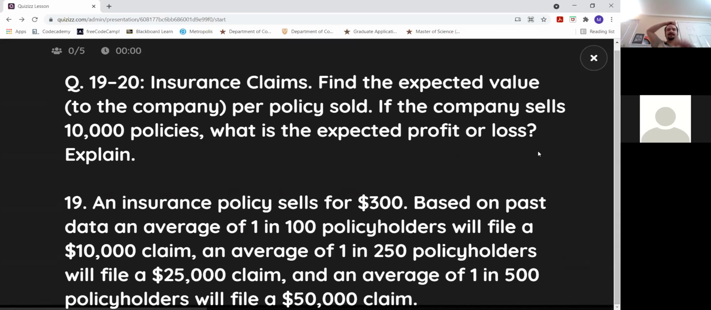Insurance claims. All right. So now I think we're doing stuff with expected value. Find the expected value. Okay, this is 19. This problem's good, don't get me wrong, but I don't like the problem. But I do like the problem. But I don't like the solution.